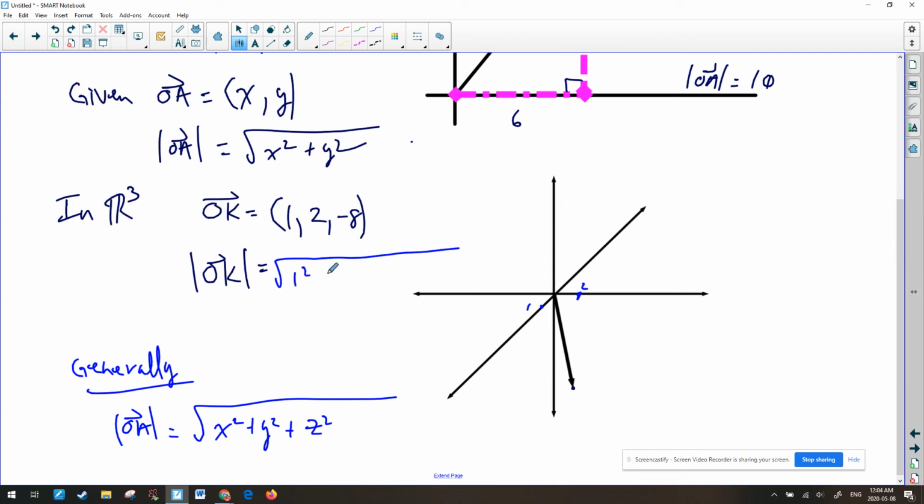So it's going to be 1 squared plus 2 squared. In theory, you're going to say plus -8 squared, but I never do because it's going to be squared, so I'm just going to say 8 squared. So that's going to be the root of 1 plus 4 plus 64, which is equal to the root of 69. So the magnitude of OK is going to be the root of 69. Lovely. Pretty cool that it is just the Pythagorean theorem extended.